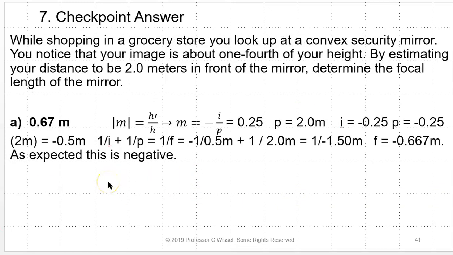It is 0.67 meters. Magnification is h prime over h, or minus I over p, and we were given that as 0.25. P is 2 meters. I will be minus 0.25 times p, or minus 0.5 meters. 1 over I plus 1 over p equals 1 over f, so we plug in what we know. We find the focal length is negative 0.667 meters. We kind of expected that because it's a security mirror.